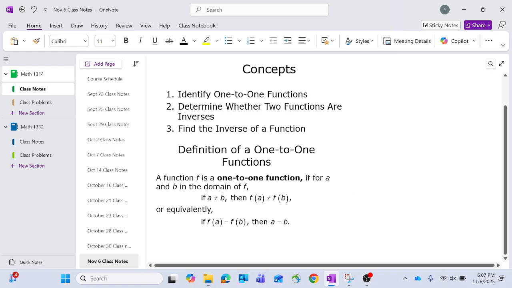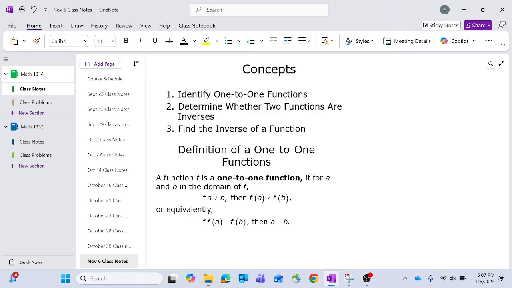This is the definition of a one-to-one function. A function f is one-to-one if for a and b in the domain of f, if a does not equal b, then f of a does not equal f of b, or equivalently, if f of a equals f of b, then a equals b. Essentially, the only time something is one-to-one is when 1 x goes to 1 y. What it really means is that it passes something called the horizontal line test.